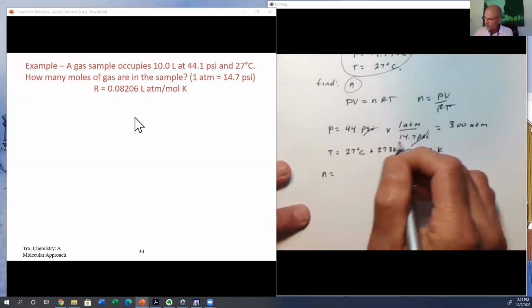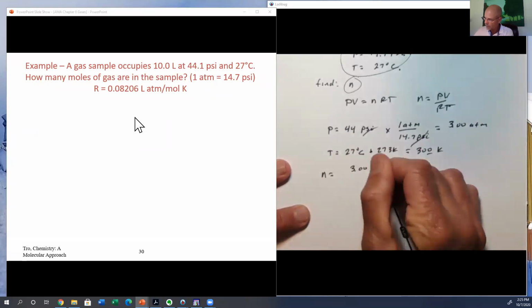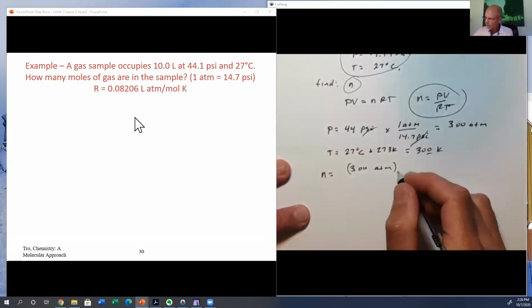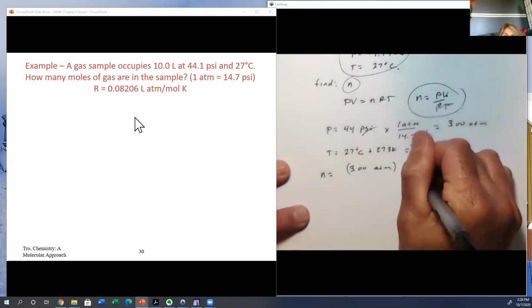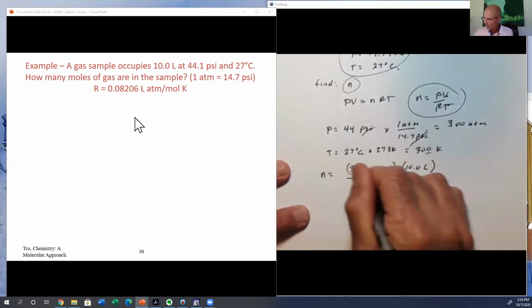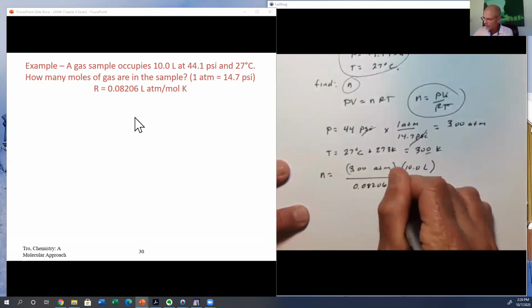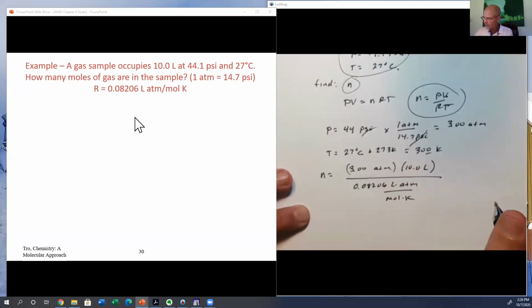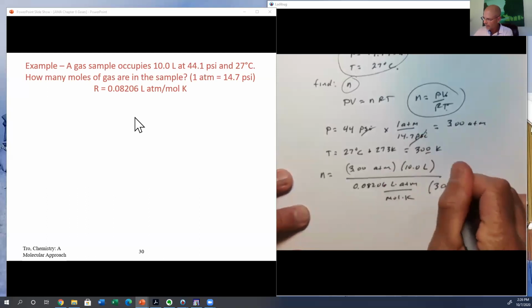n is equal to PV over RT. The pressure is 3.00 atmospheres. I'm plugging into this equation now. The volume is what? 10.0 liters, exactly right. The gas constant R is 0.08206 liter atmosphere per mole Kelvin. And lastly, the temperature is 300 Kelvin.